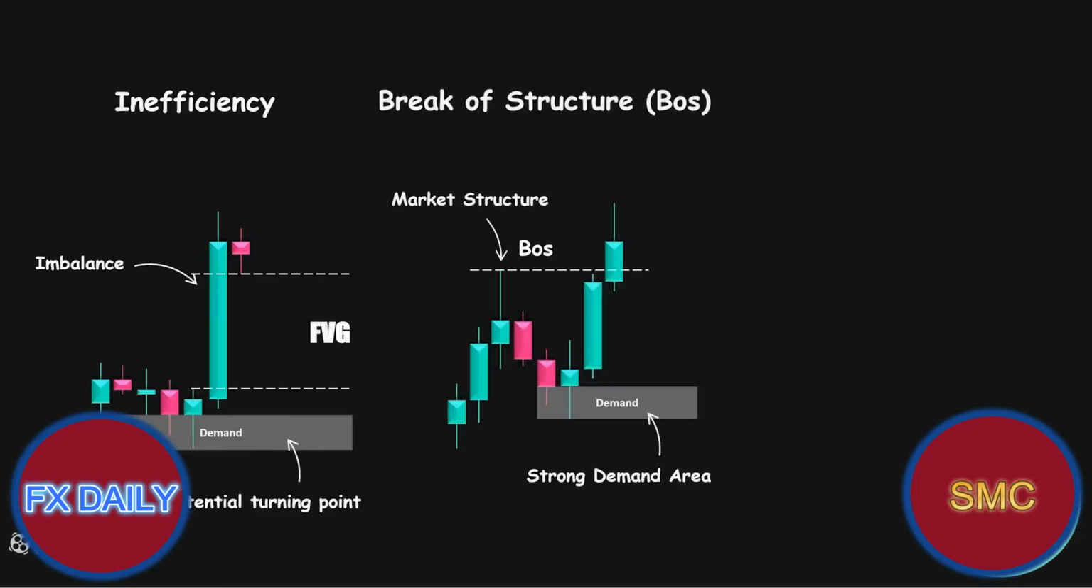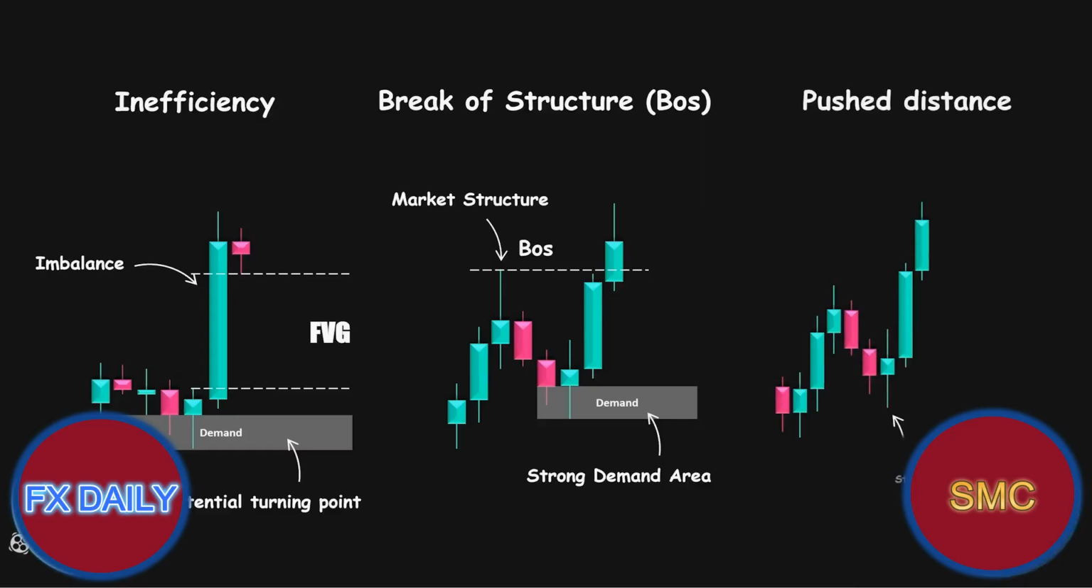Break of structure means that the price breaks an important level of the market structure, such as support or resistance. Every time the break happens, it means that the previous trend may continue. The longer this distance is, it means that the zone has more power and pushed the price more strongly. So when these three are together, inefficiency, break of structure and push are strong, the trustworthiness of the supply or demand zone is very high.